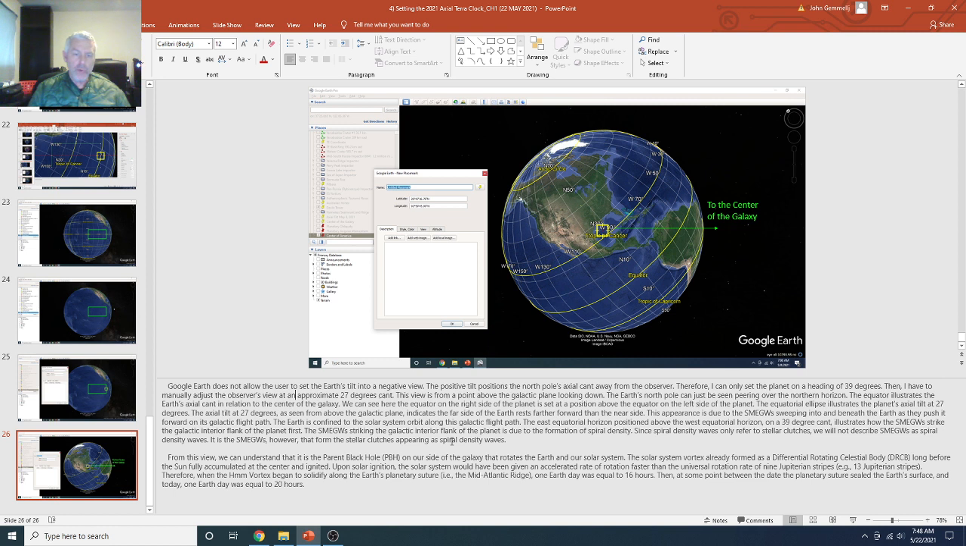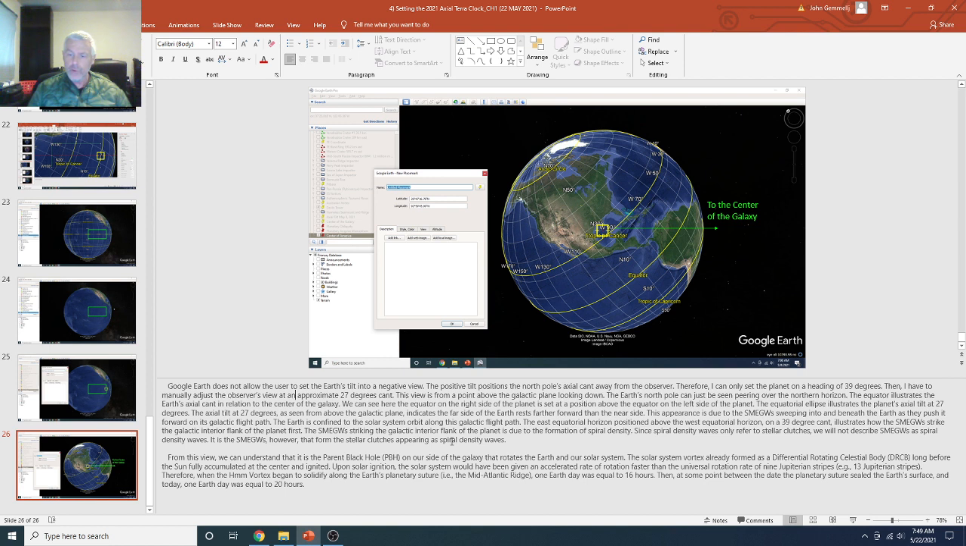The Smeagols striking the galactic interior flank of the planet is due to the formation of spiral density. Since spiral density waves only refer to stellar clutches, we will not describe Smeagols as spiral density waves. It is the Smeagols, however, that form the stellar clutches appearing as spiral density waves. From this view, we can understand that it is the parent black hole, PBH, on our side of the galaxy that rotates the Earth and our solar system.